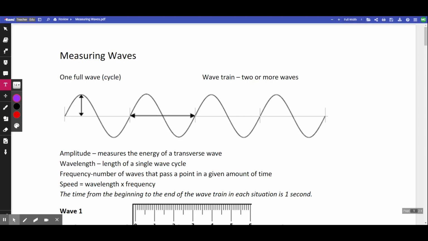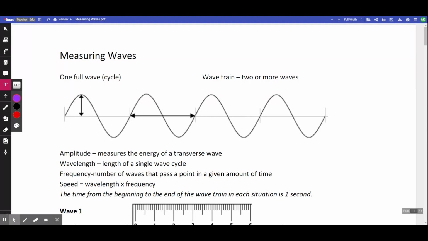In measuring waves, we're going to measure the wavelength, which is an equivalent point and the next equivalent point on a wave. So we could do crest to crest, trough to trough, or rest position to rest position. This group of waves here is called a wave train. A single wave is called a cycle. The distance between the rest position and the crest, or the rest position and the trough, is called amplitude.